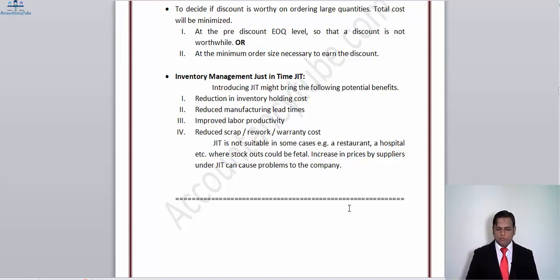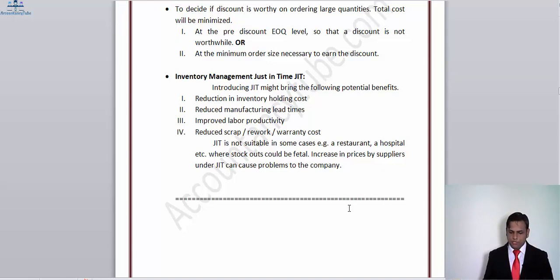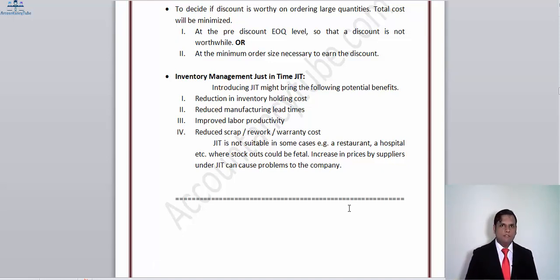Just in time is not suitable in some cases. That is written over here. That is a restaurant, a hospital, etc. In a hospital, if you follow just in time, it's obvious that the patients won't be waiting for the emergency treatment for the hospital to get the medicines and medical supplies from its supplier. It has to be present in the premises because in this case stock outs or delay can be fatal.